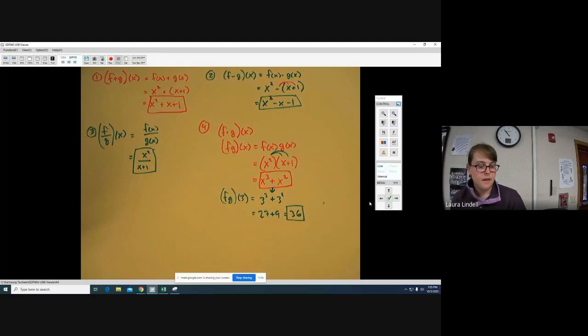Okay. So any questions with function operations at the moment? Any numbers we're not sure where they came from or anything like that? Okay. So function operations tend to be fairly straightforward and not what people struggle with as much as compositions of functions. So we're going to spend the bulk of our time today on compositions of functions.